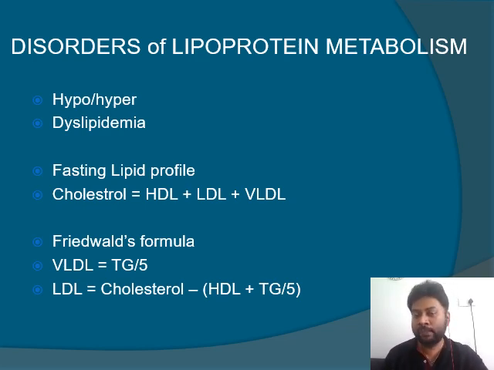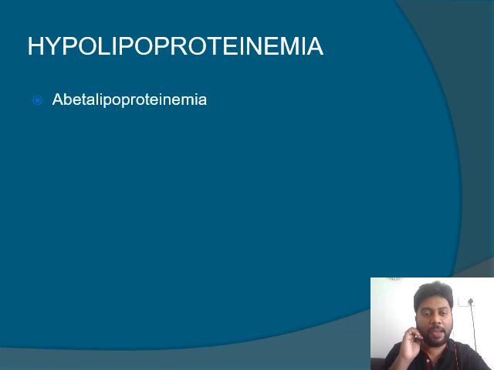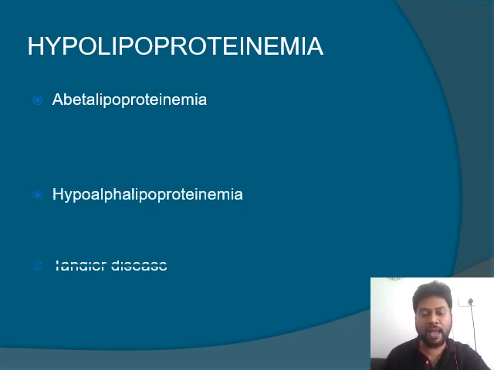Okay, so that's it about the fasting lipid profile. Next we will move on to the actual disorders. First we'll start with hypolipoproteinemia. There are 3 congenital conditions where the lipoprotein levels in the blood will be very low. They are abetalipoproteinemia, hypoalphalipoproteinemia, and the third one is Tangier's disease.